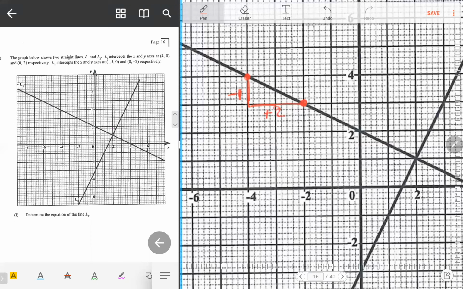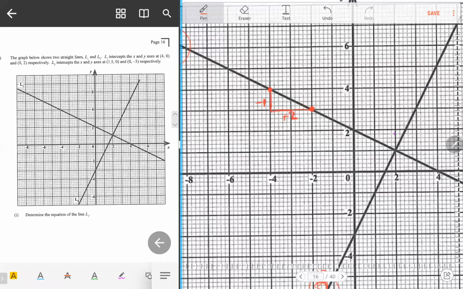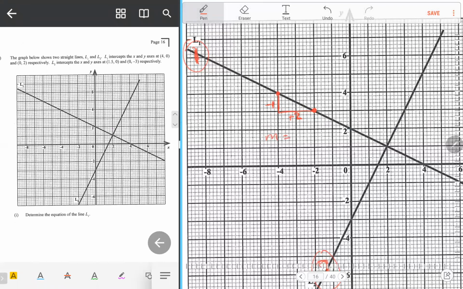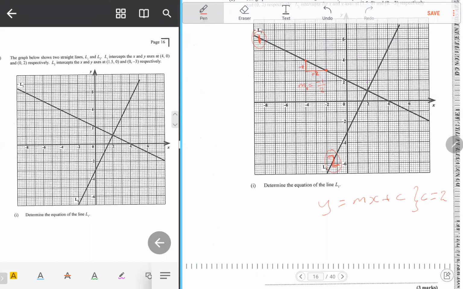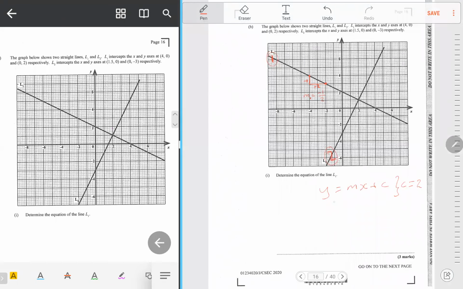So the gradient is -1 over 2. As easy as that. Gradient of line 1 is -1 over 2. You can leave those markings on the diagram, come back down here, and so the gradient of line 1, talking about line 1 and C1, is -1 over 2, based on the markings up there. Therefore, the equation is y equals -half x plus 2. Done. Nice and easy like that.